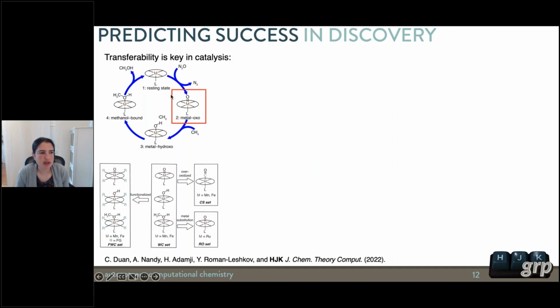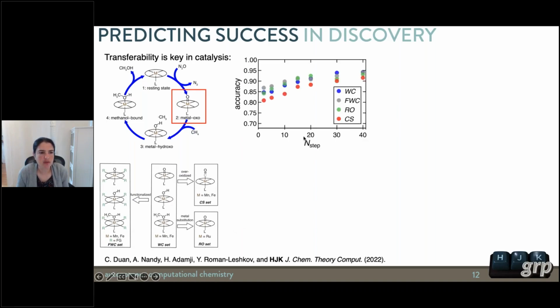We were able to train it only on just one intermediate, the metal oxo, and then apply it to all the other intermediates. We also could do things like change the metal of the catalyst. Because we're using electronic structure descriptors, the model is very transferable. So across all sorts of different diverse chemistry test sets, we're able to achieve good accuracy, and the accuracy increases the more information we have about how many geometry optimization steps have been carried out.